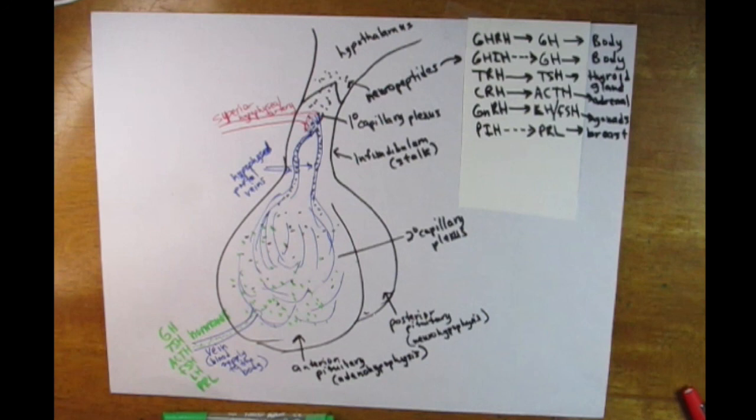So what happens when you want to start producing milk is that the PIH is no longer released from the hypothalamus, which enhances the production of PRL from the anterior pituitary gland because it's no longer being inhibited, and it is then entering into the bloodstream, going to the breast tissue, and allowing for the production of milk.